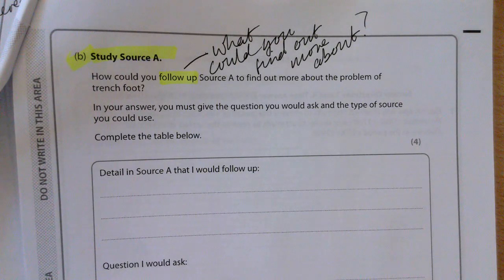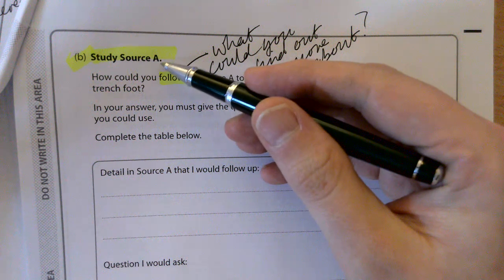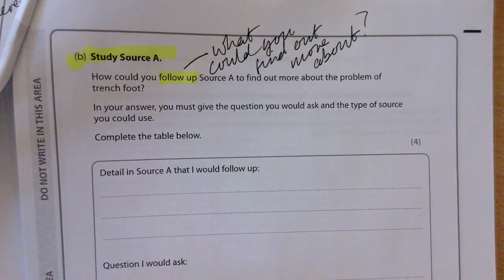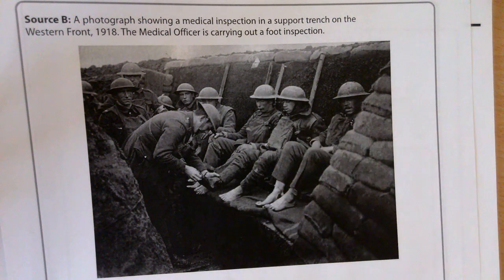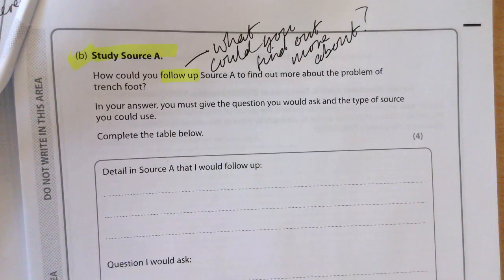Now, it should be noted that source A is obviously a written source, so that in some ways makes it a bit easier because we can just pick a particular quote and ask questions about that. When it's a visual source, like source B, it makes it a little bit trickier because you have to actually pick out something that is happening in the source and ask questions about that. Okay, but this one's asking us about a written source, so we're going to go with that.